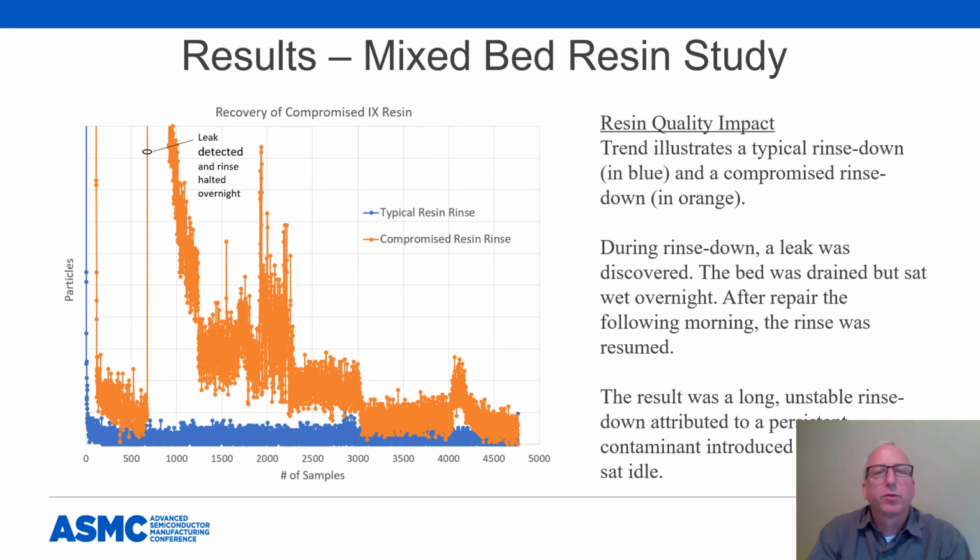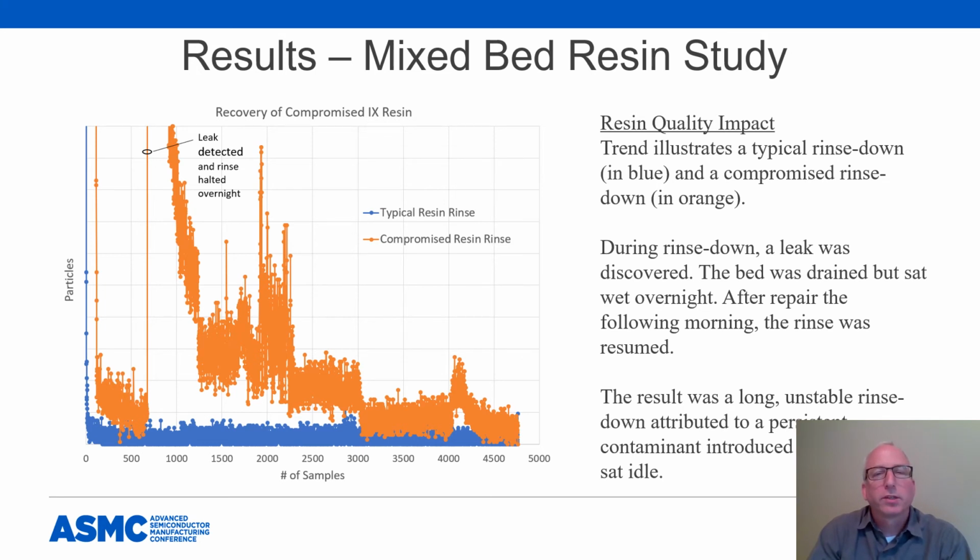Okay, this last trend was a learning that we just had to pass along. In this image, the blue profile represents a typical ion exchange bed rinse down, whereas the trend in orange tracks the result of a less than ideal experience. During this resin rinse, a leak was soon discovered. When it could not be simply resolved, the rinse flow was shut off and the bed was fully drained.